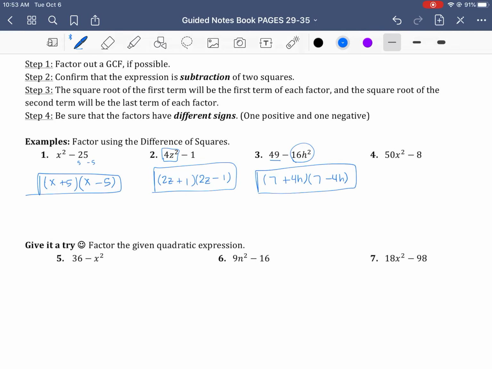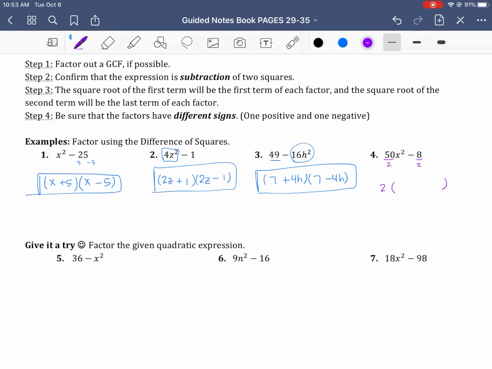Number 4, is there a greatest common factor? On this one, there is. So we look at this and we say, well, 50 divides by 2, 8 divides by 2. Those aren't perfect squares to start with, so we have to factor something out here. If they were perfect squares, though, we still would want to factor something out, or you'd have to factor it out at the end. So here it looks like we can divide both of these by 2.